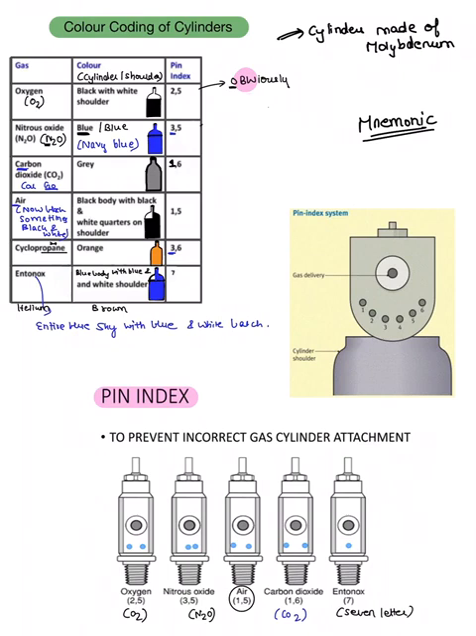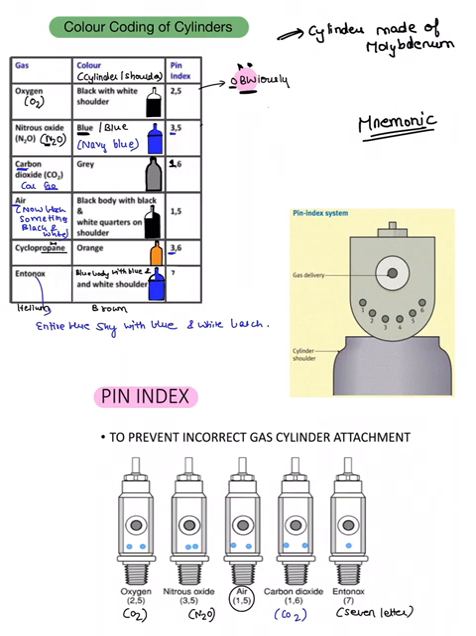Now see, if we talk about the oxygen cylinder, what is the color, guys? You can remember it obviously, so OBV: black and white. First, every time we talk about the cylinder body, then we talk about the shoulder. So that is black body with white shoulder.